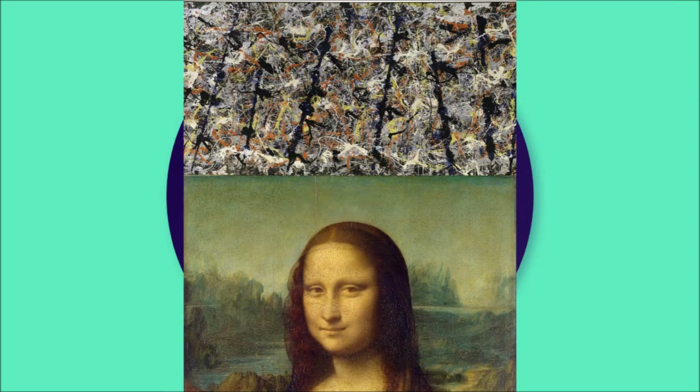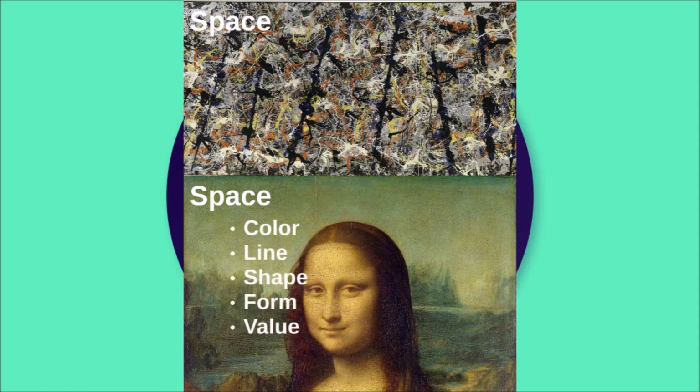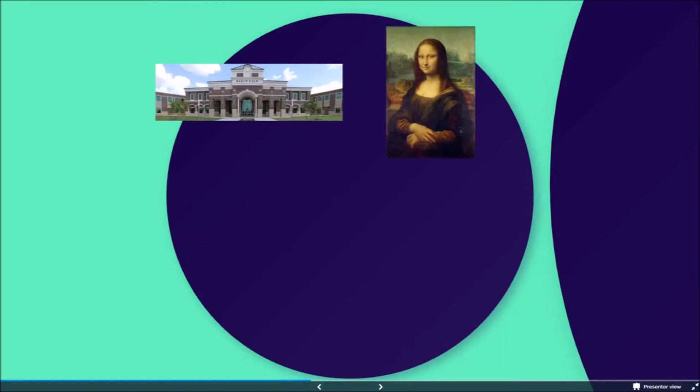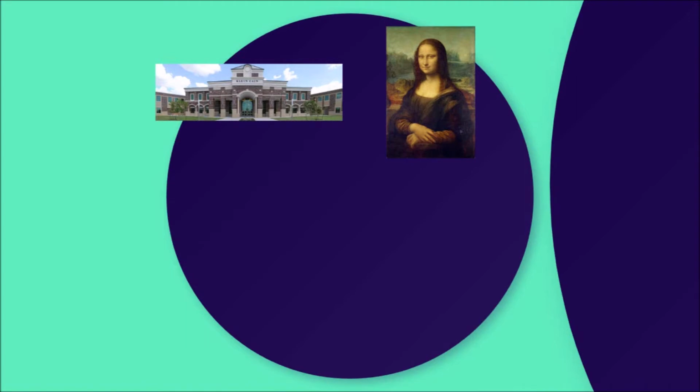Now we know that both of these pieces have space, and we also know that the Mona Lisa has color, line, shape, form, and value as well. But does Pollock's piece share those same elements? Absolutely. So if all of the elements in these two pieces appear to be the same, then what makes them different? For this, let's revisit our building analogy.